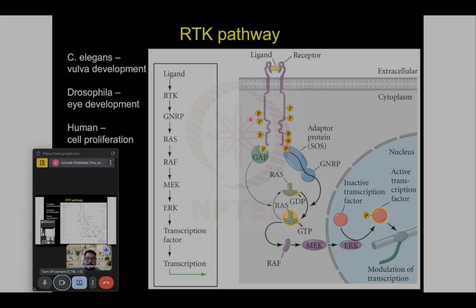So we have discussed this, that GNRP is associated with the adapter protein Son of Sevenless in Drosophila, could be other adapter proteins, which in turn activate RAS by causing it to be bound with GTP instead of GDP, and then activate downstream signaling. And RAS GTP is regulated using the GAP proteins, which causes the GTP to be hydrolyzed to GDP, and then you no longer have signaling.